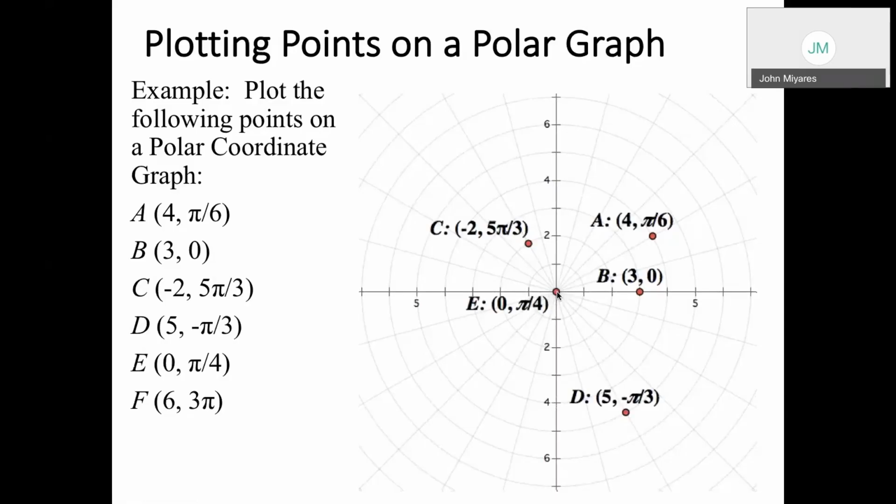For the point 6 comma 3 pi, we first want to go to 3 pi radians. Now, 3 pi radians is equivalent to 540 degrees, which will be 1.5 full revolutions. Essentially, we're landing on the negative x-axis here. We'll travel out 6 units, and we will end up right here.